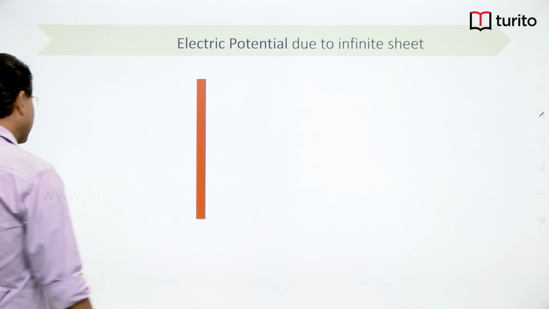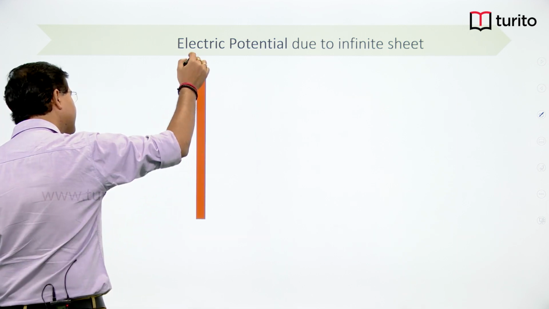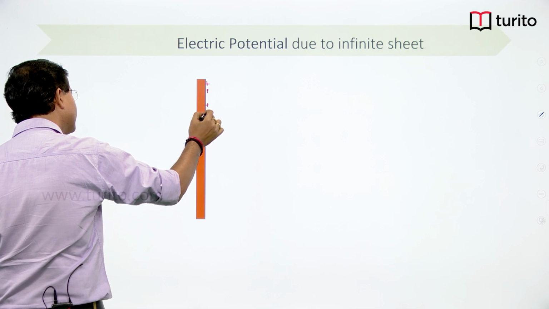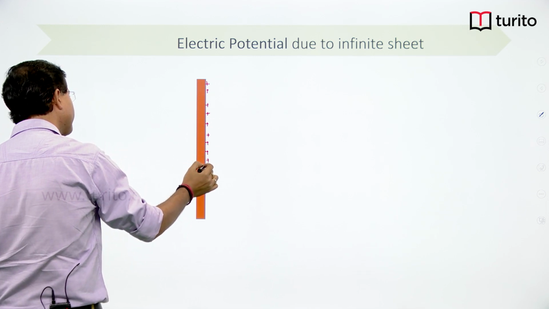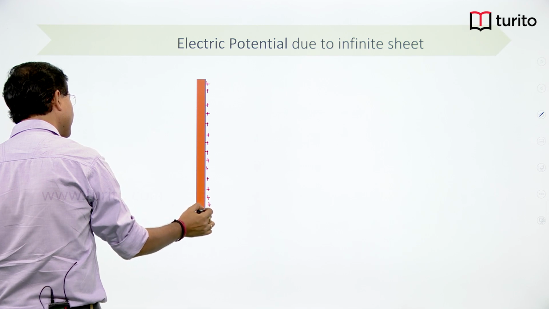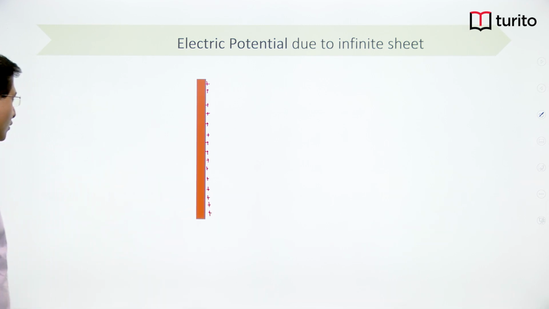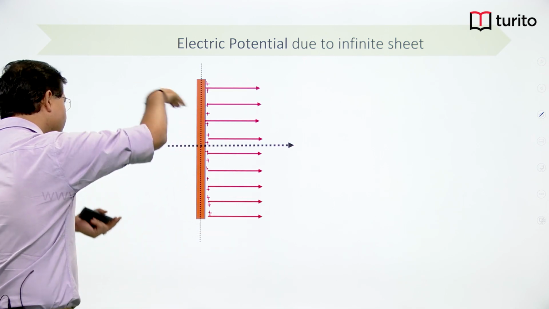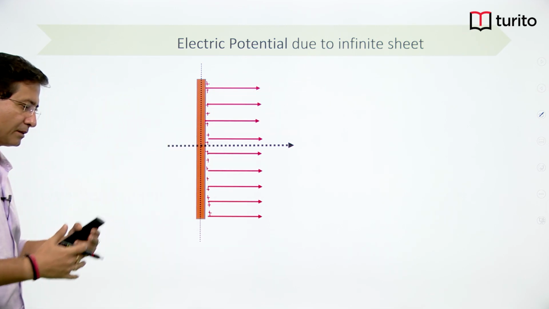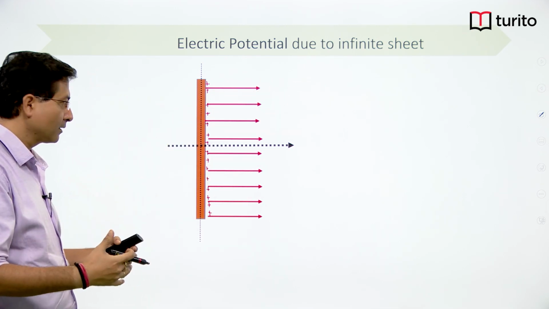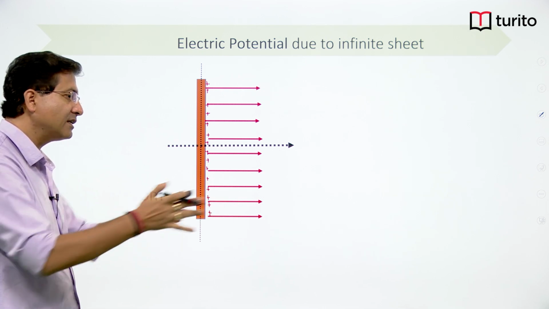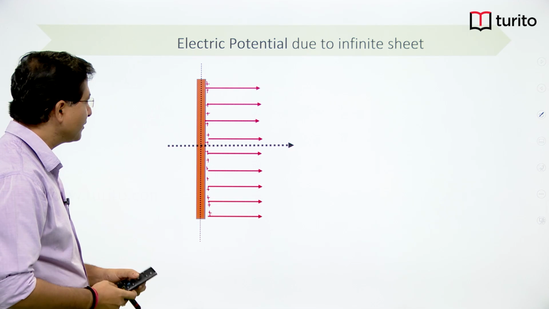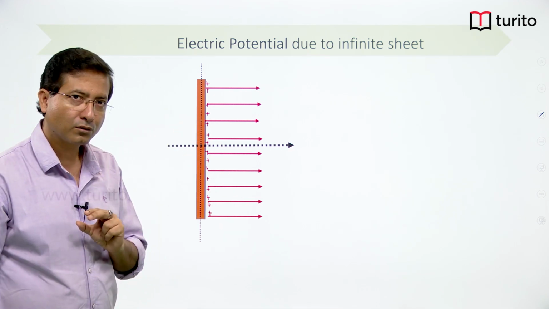Now, let us move to the next one, the infinite sheet. Here we have an infinite sheet, extended up to infinity. Say this side we have charge, so because of these charges there will be a field perpendicular to the plane. If the charge is positive, the lines will originate from the plane and go till infinity, and the gap between lines will remain the same. So the distribution will be uniform.